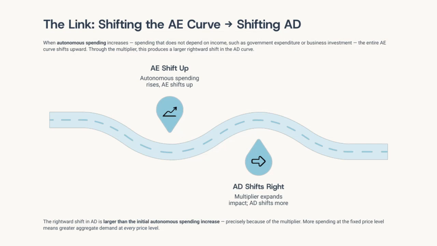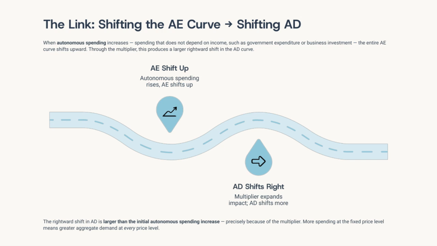Now, what we're seeing here is that the rightward shift in aggregate demand, or AD, is actually larger than the initial increase in autonomous spending. And the reason for that is the multiplier effect. Essentially, more spending at a fixed price level leads to a greater overall demand at every price point. This is where the multiplier really comes into play, expanding the impact of that initial spending boost.